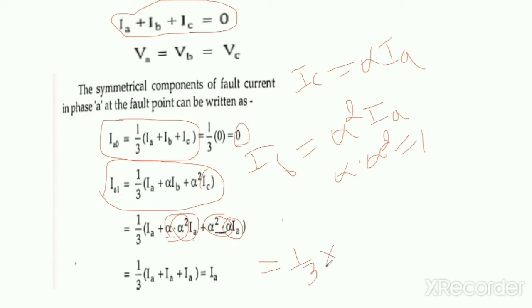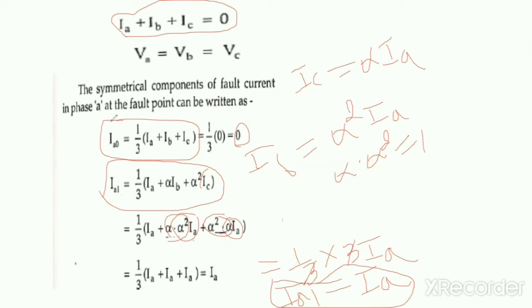That will be equal to 1 by 3 into 3IA. Therefore 1 by 3 into 3IA. In this case, 3 gets cancelled, then only we obtain the IA current. Therefore, IA1, the positive sequence current at phase A, is equal to IA.